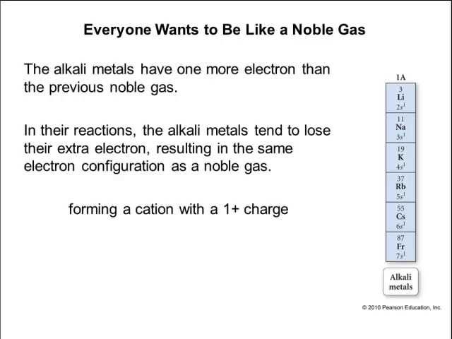So they tend to lose their extra electron. They get back to the same electron configuration as a noble gas. And because of that, since they're losing 1 electron, they're going to form a cation with a +1 charge.